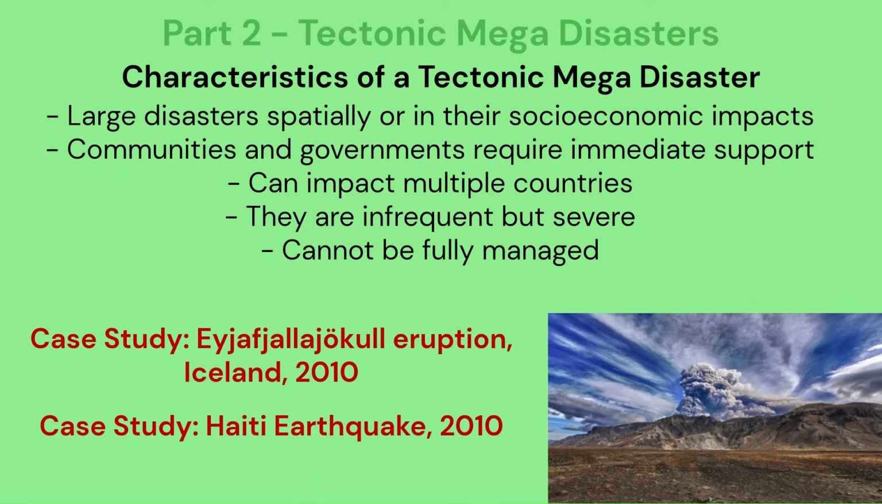We will now look at tectonic mega-disasters. Here are some characteristics of them. They are massive disasters, either in their physical size or social and economic impacts. Communities and governments require immediate aid. This can involve international loans and aid given by NGOs, such as the Red Cross. They can impact multiple countries. This can be indirectly or directly. They are infrequent but severe and cannot be fully managed to mitigate the risks. The case studies shown are important to know. Refer to my case study series for more information.